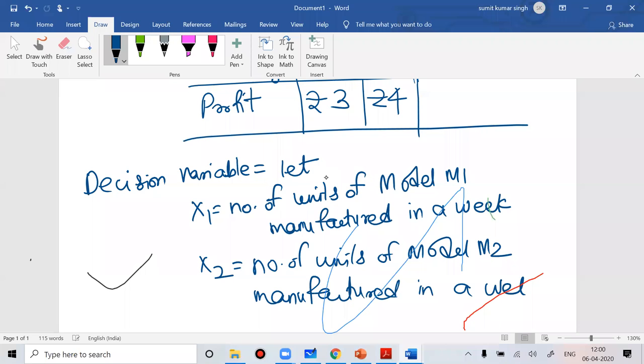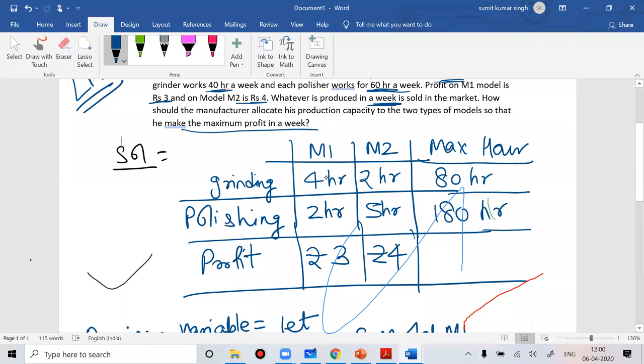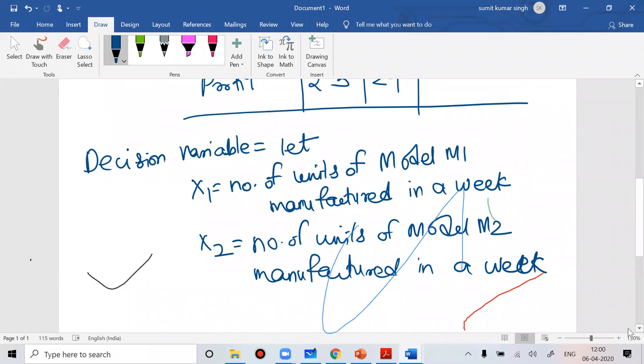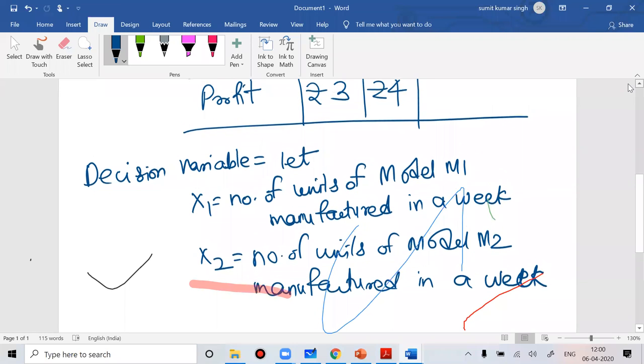Because they've given you the time period of one week, I have thought of two variables called X1 and X2. X1 is the number of units of model M1 that I can manufacture, and X2 is the number of units of model M2 that I can manufacture in a week. So first, you have to think about the decision variables. What are my decision variables? X1 and X2.